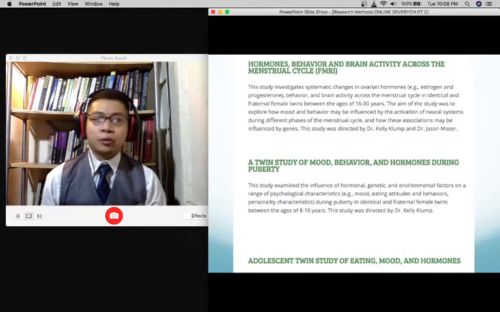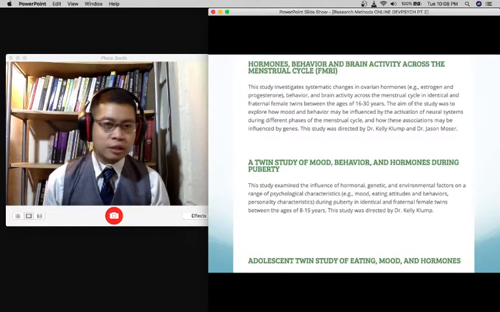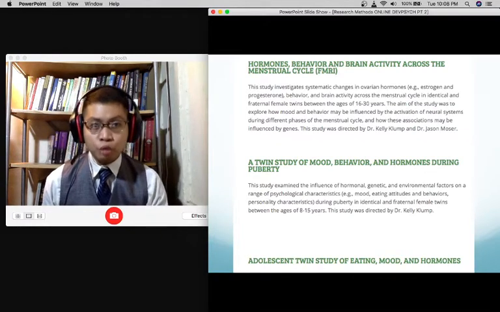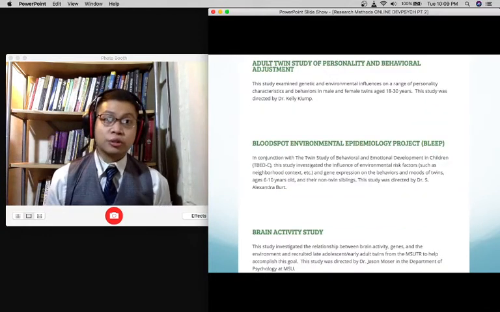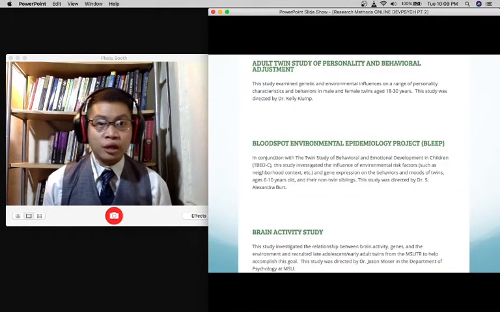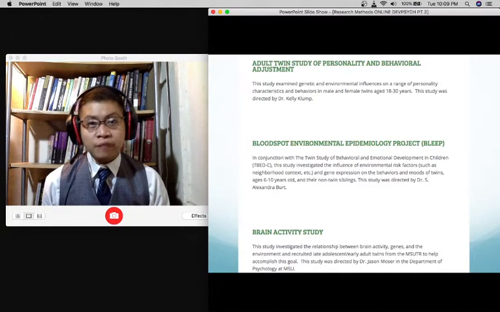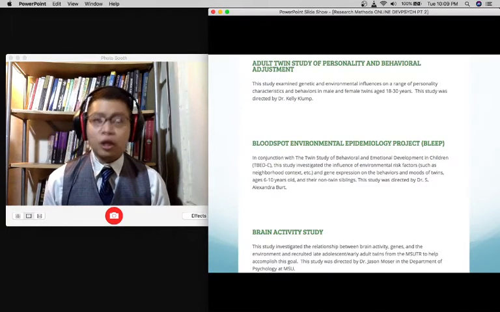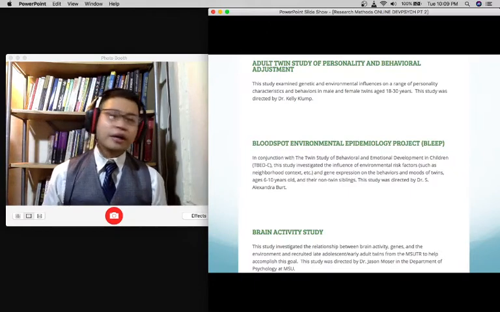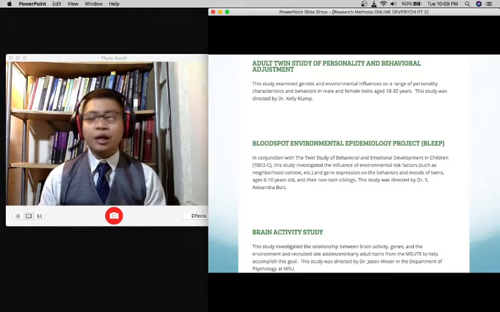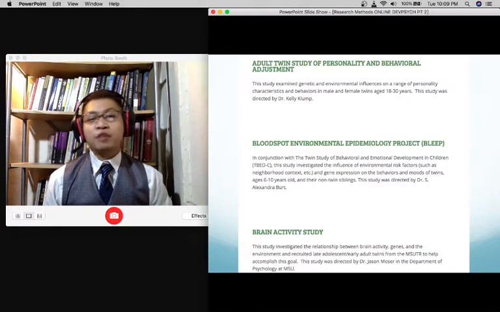They talk about hormones, behavior, and brain activity. They talk about the twin study of mood, behavior, and hormones during puberty. They talk about eating, mood, and hormones during adolescence using twin study research. O ano pa? Ito, behavioral adjustment. Blood spot environmental epidemiology project. Di ko alam ano yan. Brain activity study. Okay? So, again, the twin study is a very popular method, especially in the field of developmental psychology.